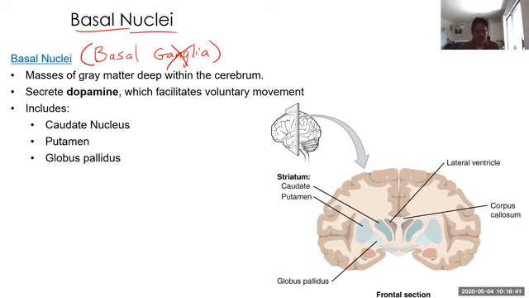Now these big areas of gray matter, you don't need to know which ones they are, the caudate nucleus, the putamen, the globus pallidus, don't worry about that. What I want you to know is that they're all secreting dopamine. And this dopamine, once again, is facilitating your voluntary movements. Now, we've talked about this before.